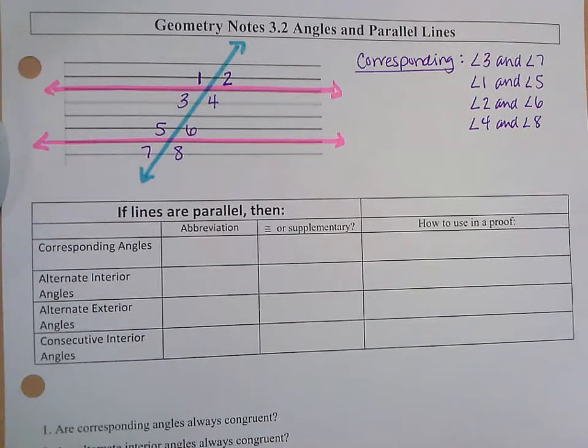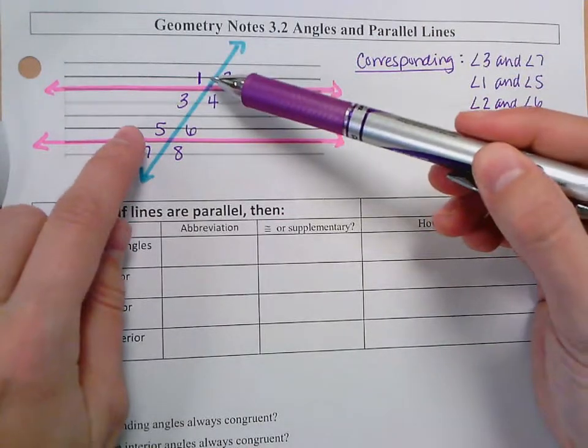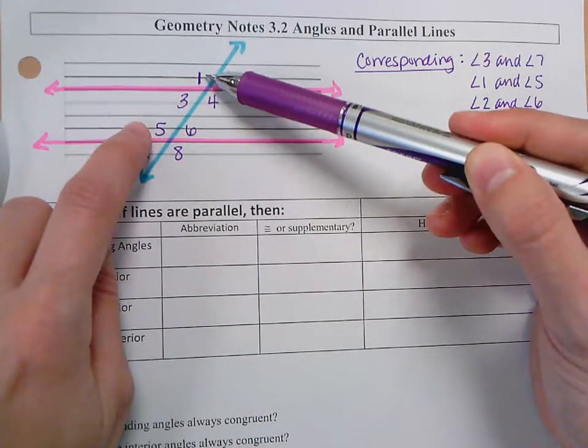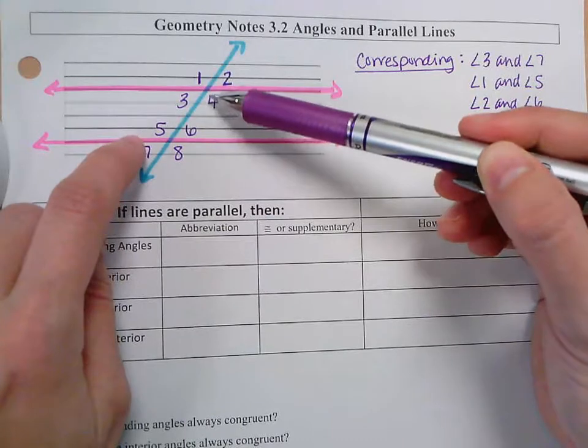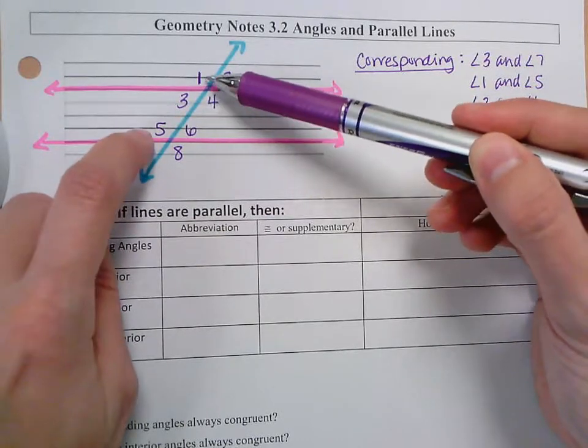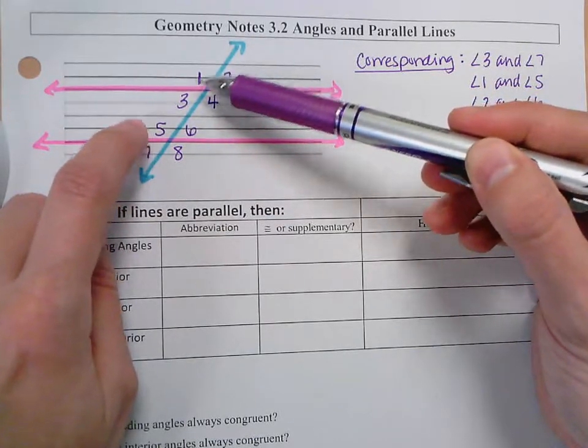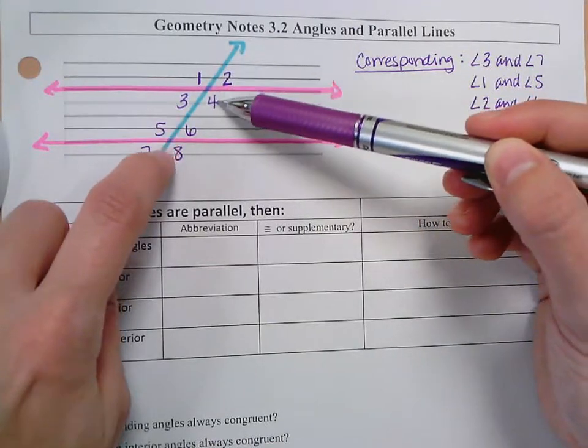Okay, so there's always 4 pairs of corresponding angles. So again, corresponding, they're in the same position is how I think of it. So they're on the same side of the transversal, and then they're also kind of on the same side of their other line as well. So 1 and 5, 3 and 7, 2 and 6, 4 and 8.